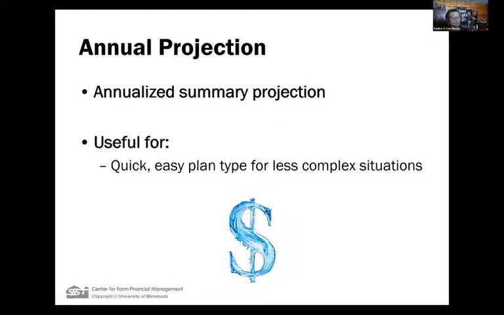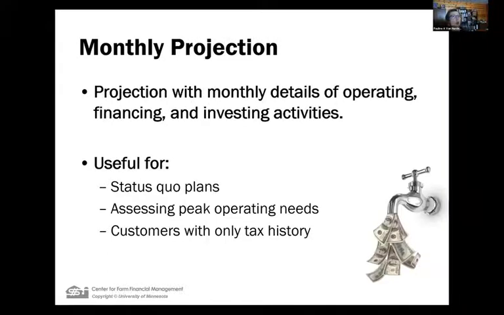So the annual projection, very quickly, is for a quick annualized summary, probably less complex situations, where an annual projection might prove the most useful. A monthly projection, if you are working with tax information as your basis and that's easier to look at the whole number for the year, the monthly type of projection may prove most useful for you. Also, if you're not looking at changing enterprises, as it says here, we have a status quo plan for the coming year, meaning I'm going to be producing much the same commodities that I've produced in the past. Then the monthly projection is a great tool, can help you get some more of that monthly detail related to, as it says here, operating, financing, and investing activities, and gives a little bit more detailed information in the financial planning for the coming year.